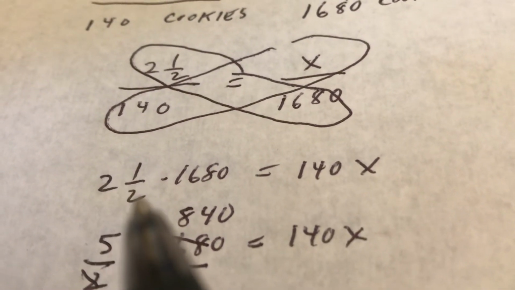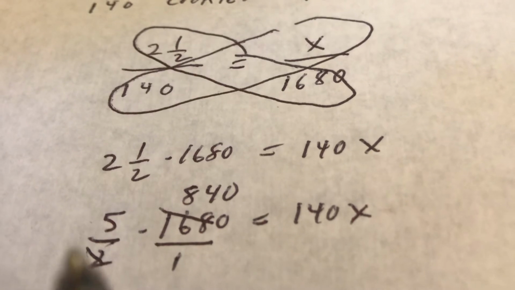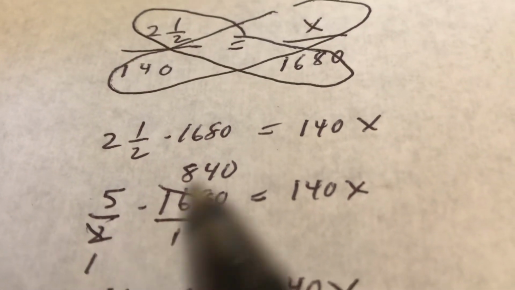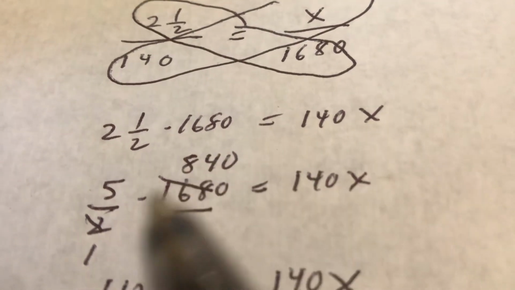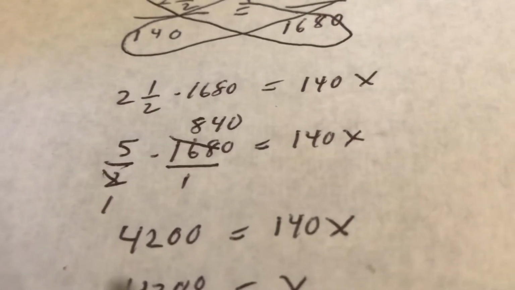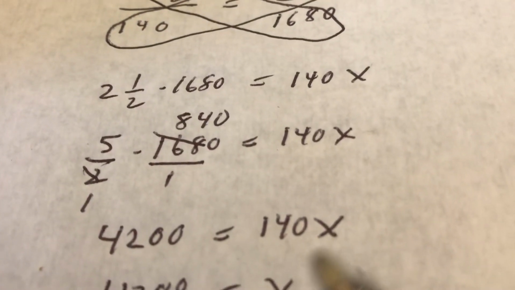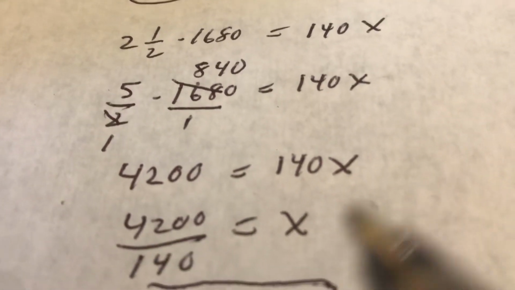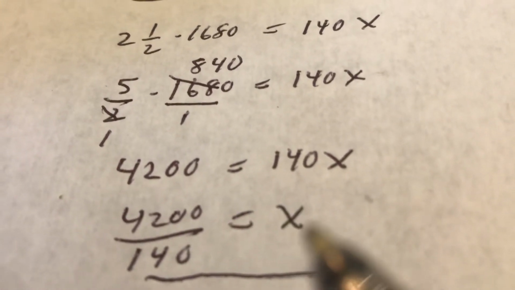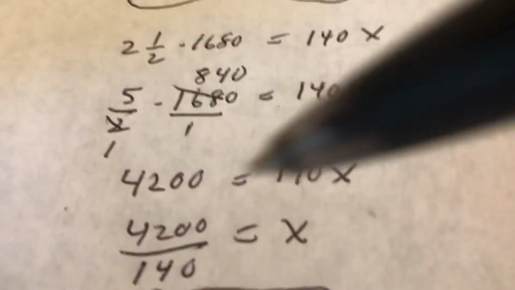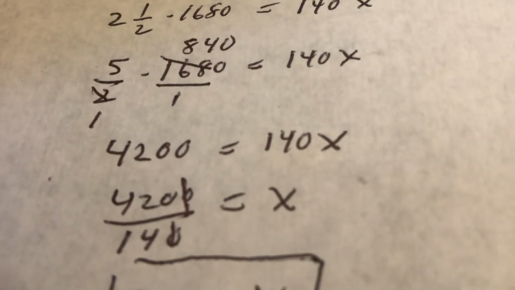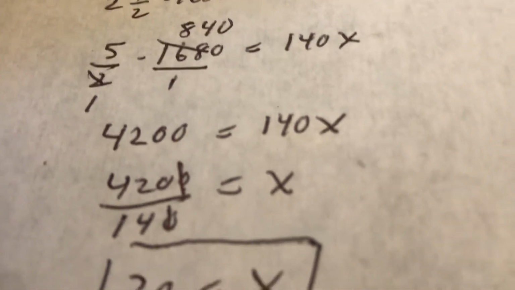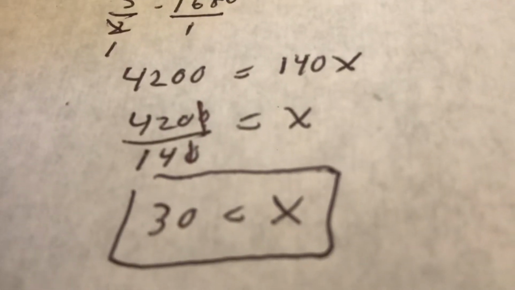You change 2.5 to 5 halves. You can cancel. 2 goes into 2 once. 2 goes into 840. You multiply out. You get 4,200 equals 140x. Divide both sides by 140. Makes it disappear from this side. I can cancel the zeros. And then I know 14 goes into 42 3 times. So 30 is my answer.